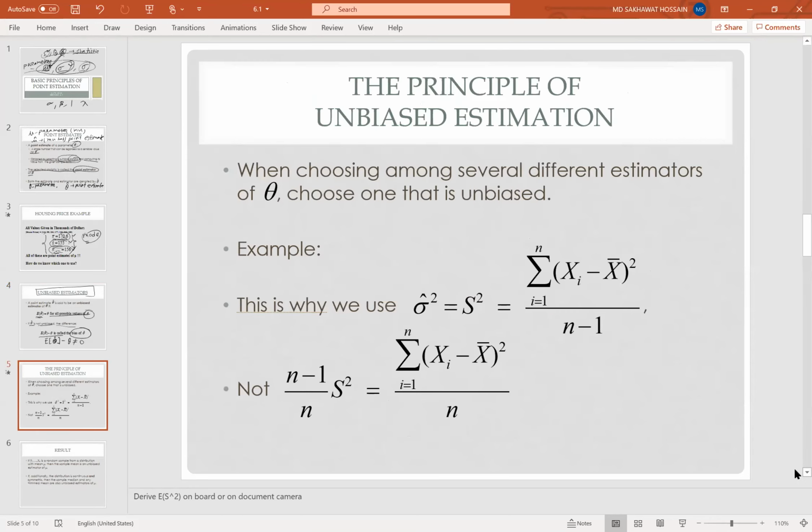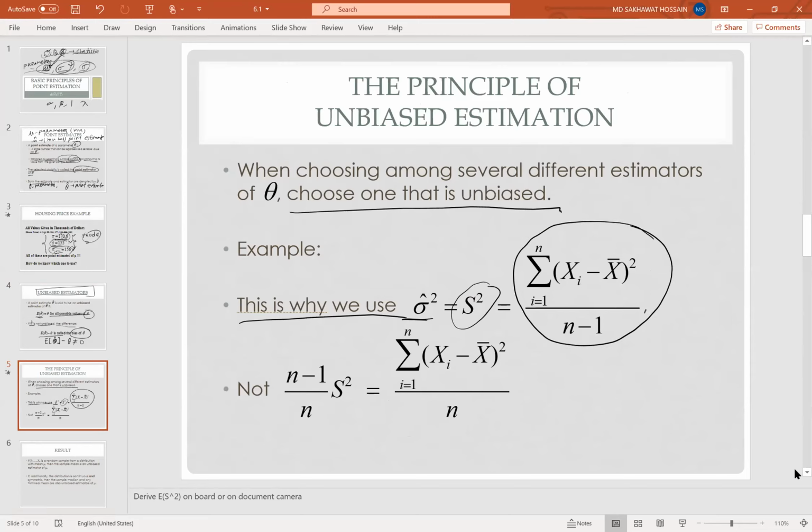Okay, so when choosing among several different estimators of theta, choose one that is unbiased. We do not always choose the unbiased one, but most of the time we do, because the unbiased estimator is in most cases the best estimator. This is why we use S square as the estimator of sigma square. We do not use 1 over n summation of xi minus x bar squared. Instead, we use S square for sigma square, because it is an unbiased estimator.